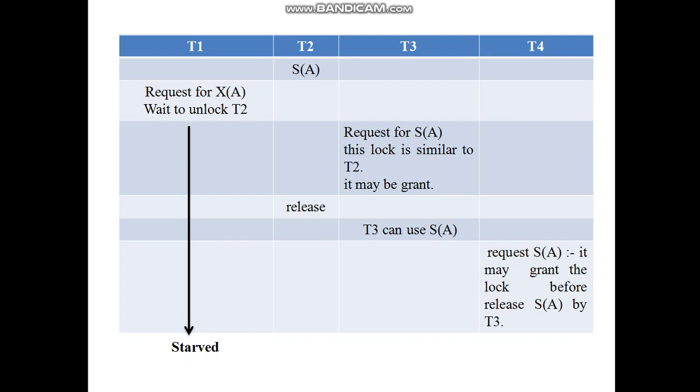Then transaction T4 is again requesting the shared lock on data item A, so it may be granted, and the T3 transaction releases the lock and it is granted to T4. So here the T1 transaction is starved, because it is requesting the exclusive lock and it is not compatible with the shared lock. That's why T1 transaction is starved.